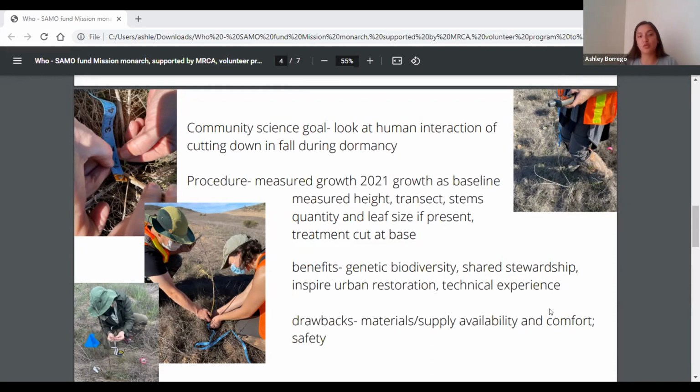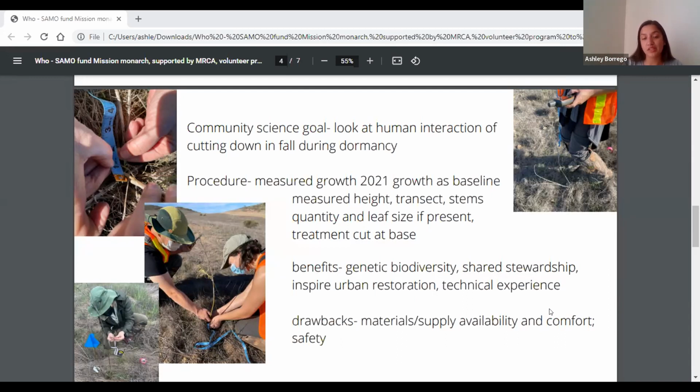Shared stewardship. So many folks that came out from the community wanted to plant milkweed in their yards. They wanted to learn more about monarchs and their life cycle and their migration. So it was really awesome to see people connect and see the monarchs in their daily life and realize that they could have a bigger role in supporting them. And like I said, inspire urban restoration by people wanting to plant milkweed where they are, people wanting to support monarch habitat in their homes. And then technical experience. It was great getting students out as well, because then they could put it on their resume or say, hey, I helped out with this project.